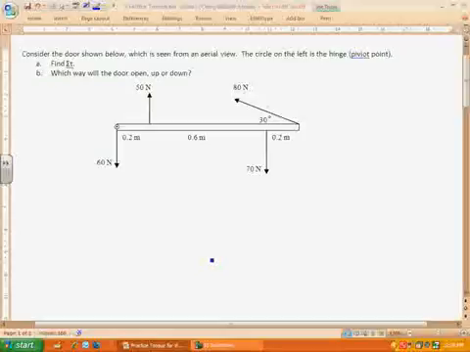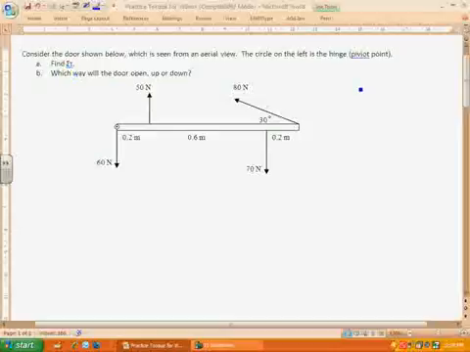Alright, so in this first problem we've got a door that we're viewing from above, right? So we've got several forces acting on it. We've got one acting right at the pivot point, we've got one right here, one out at the outside, and then one very far on the edge of the door which is pushing it at an angle. Alright, so we're going to find the torque of each of these, and then we'll add them all together.